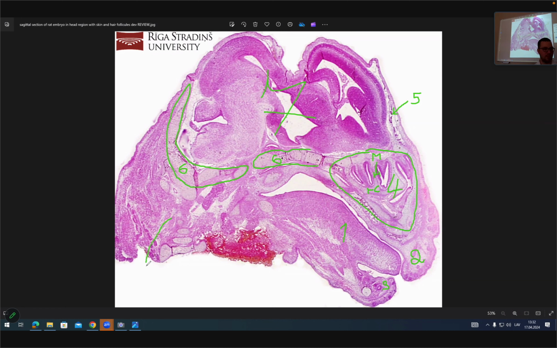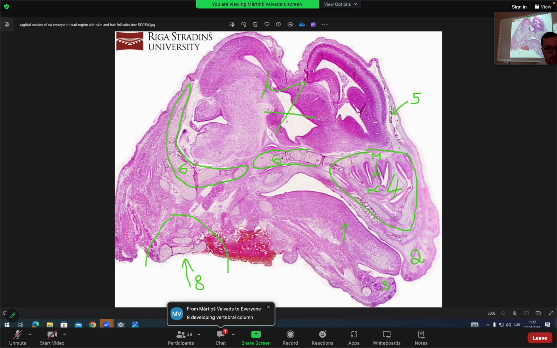Who can answer me what is here with number 8? What is here? What do you think? Yes? Developing vertebral column. Yep, correct. Developing vertebral column. So here you might even see part of the neck and you might see developing vertebral column fragments. Okay, that's it. So that's a brief overview of this type of slide. It's a very specific slide.